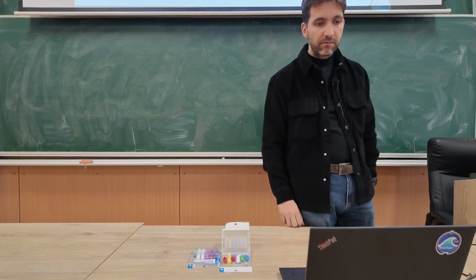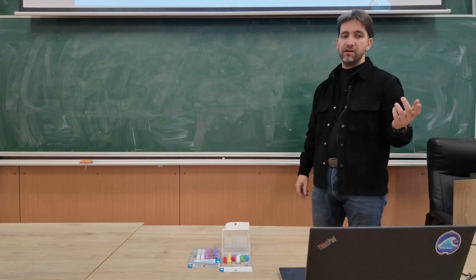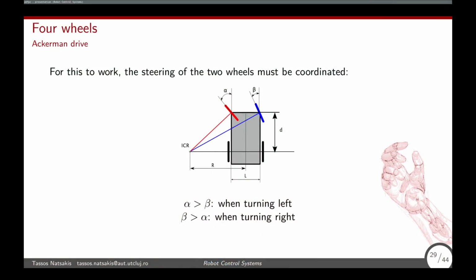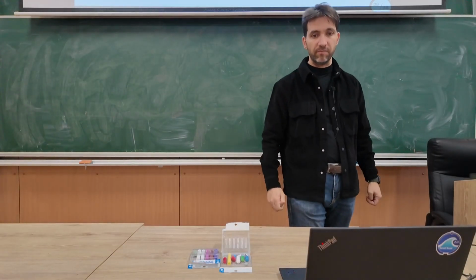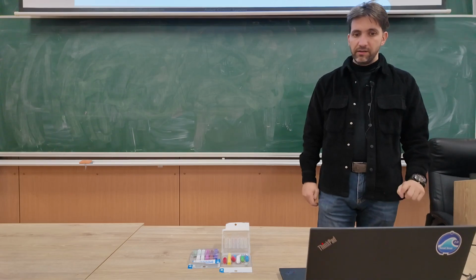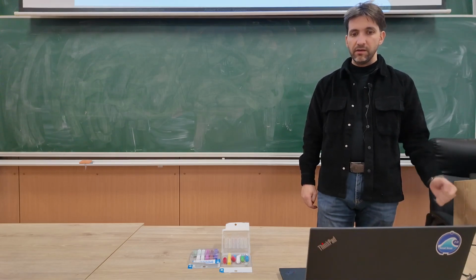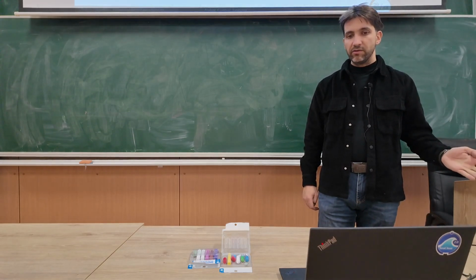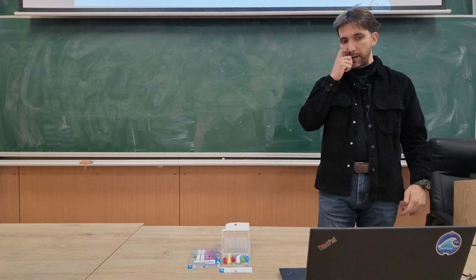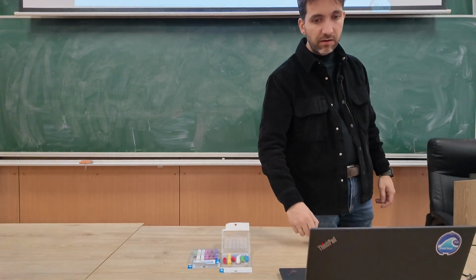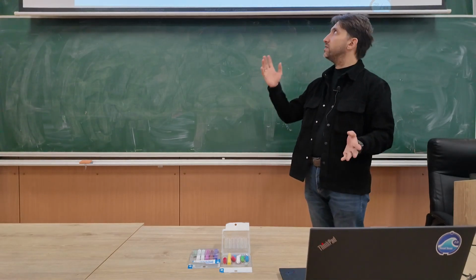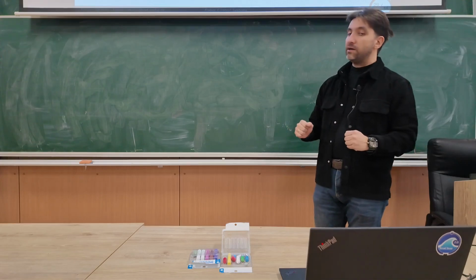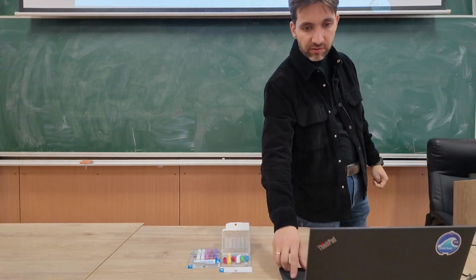All right. And the condition is that this alpha is bigger than beta when I'm turning left, and the other way around when I'm turning right. And obviously they have to be the same when I'm going straight, and they have to be equal to 0. Right? How do I calculate the instantaneous center of rotation based on this? The question is more like, how do I calculate the relation between alpha and beta based on the instantaneous center of rotation?